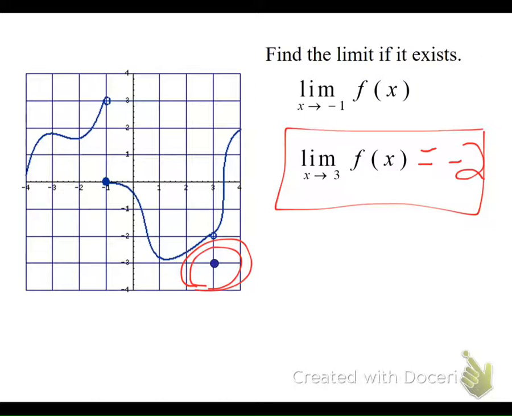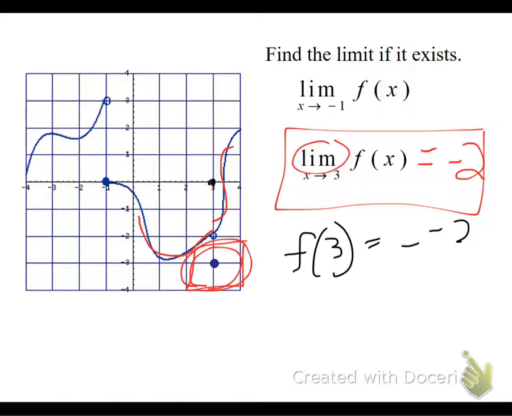Okay, and hopefully you're saying no, because remember, the limit is the height the graph approaches, regardless of whether or not it reaches it. So this graph approaches a height of -2. This stray point right here does not affect the limit. What that stray point is, though, is f of 3. At an x-coordinate of 3, the height of the graph is actually -3.